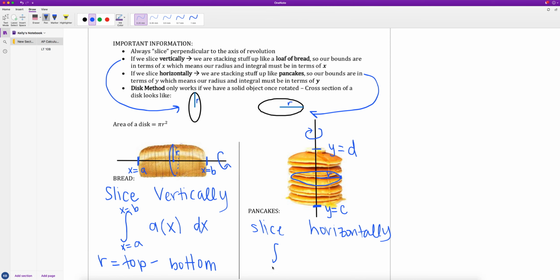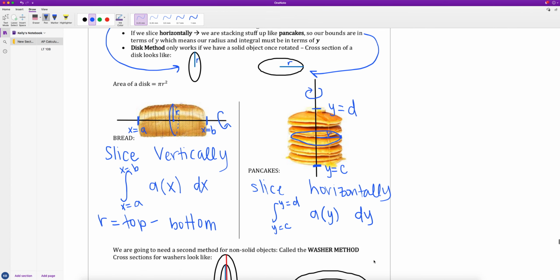So I end up integrating y equals c to y equals d, and instead of calling it A of x, I'm going to call it the area of y, since we should be with respect to y. Now to get the radius in this case, I'll fit it over here on the side. I don't have a top and a bottom, instead I have a right side of this line, and I have a left. So because I'm in terms of y for my bounds, I've got to do the same thing and make sure that my radius is also in terms of y.